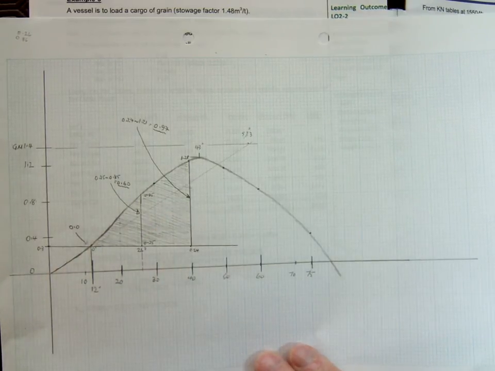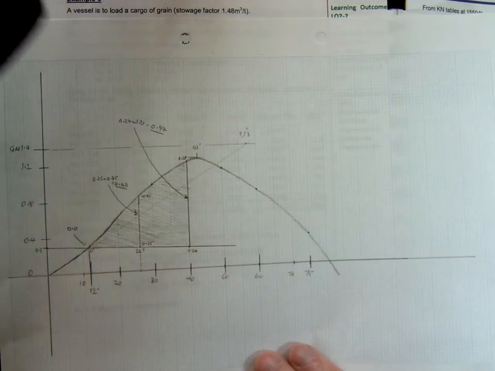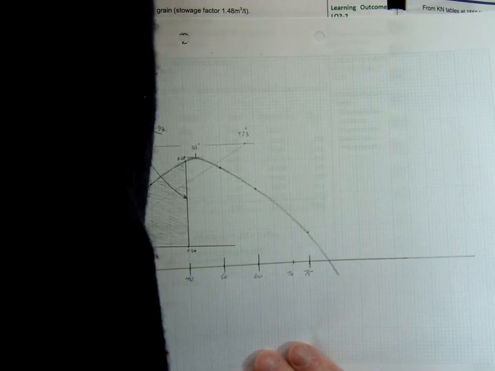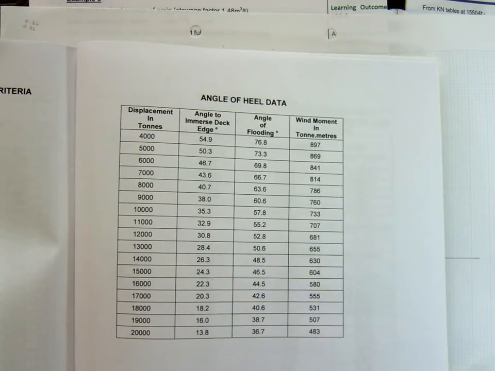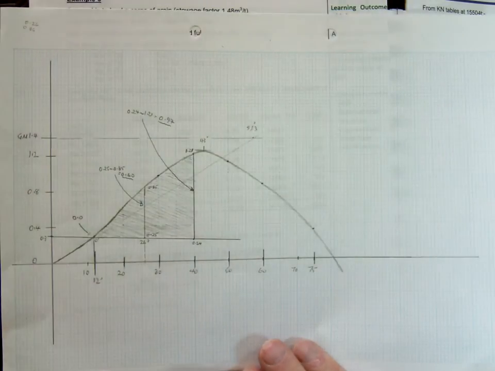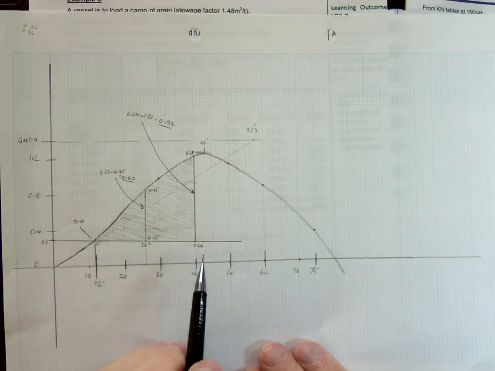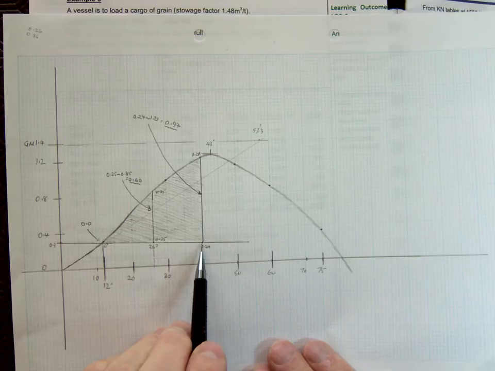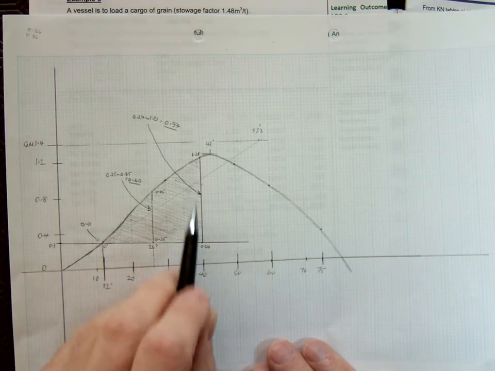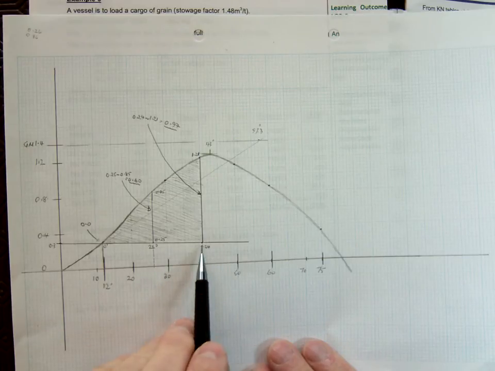We also went into the deck edge table and looked up with our final displacement and found that that exceeded 40 degrees as well. So this particular table, we went in with the displacement and found that it occurred at more than 40 degrees. So we use the 40 degree value. So we go to the curve at 40 and draw a line straight up. Where it cuts our healing arm curve there, go across and measure the value.